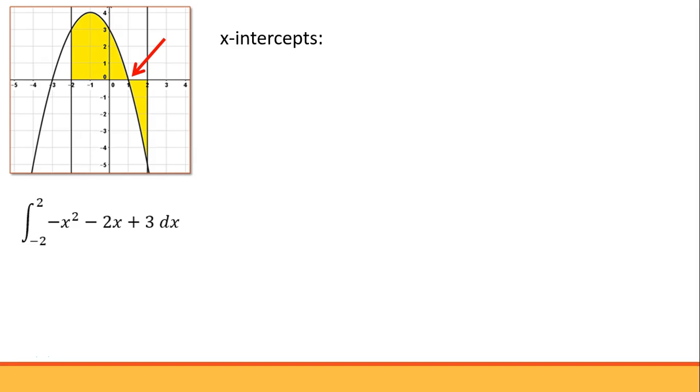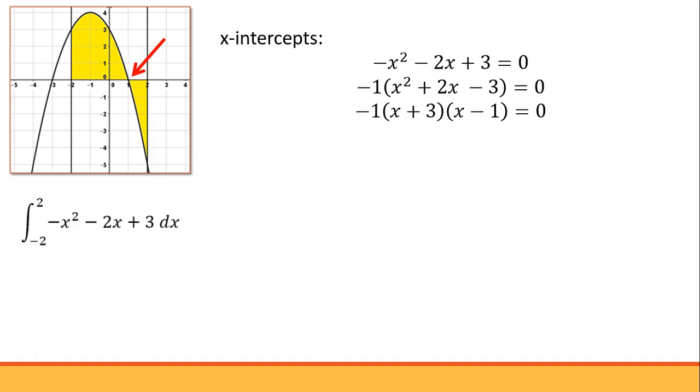Let's remember how to find the x-intercepts of a function. To find x-intercepts, we set y equal to 0. So we set the function equal to 0 and solve for x. When we do that, we find two x-intercepts, x equals -3 and x equals 1. And that's exactly what it looks like in our graph. Now the number that we're really interested in here is x equals 1, because that's the place where the positive part of the graph and the negative part of the graph are divided.